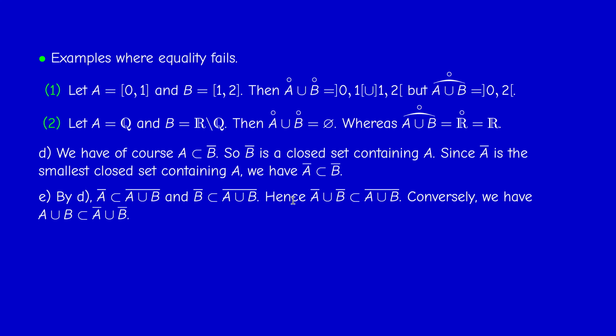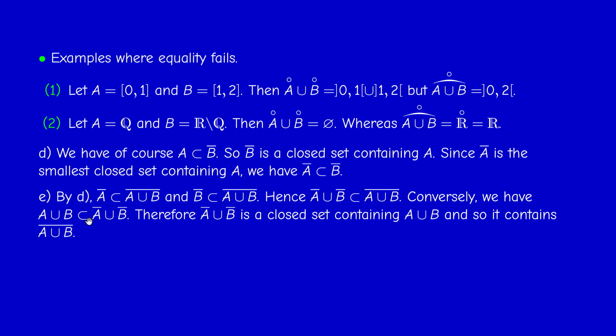Now, conversely, A is contained in A bar, B is contained in B bar, so the union of A and B is contained in the union of A bar and B bar. And now this is a closed set because it's a finite union of closed sets. And the closure of this guy is the smallest closed set containing A and B. So A bar union B bar contains A union B bar, so we have the reverse inclusion.